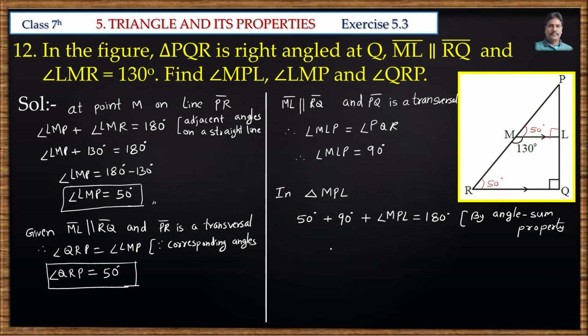Therefore, 50 plus 90 becomes 140, plus angle MPL is equal to 180 degrees.